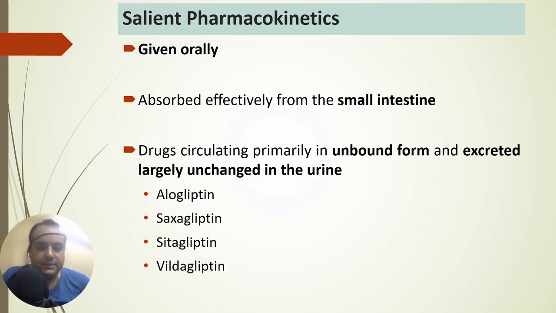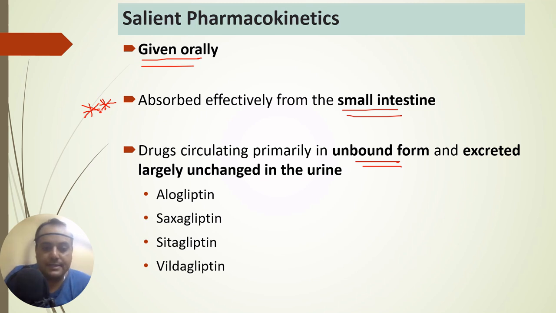Some salient pharmacokinetics of this drug. Now these drugs are given orally. They are absorbed from the small intestine. Now this is also another potential MCQ. The gliptins are absorbed from the small intestine. Now the drugs are circulating primarily in an unbound form, and they are excreted largely unchanged in the urine, most of the drugs.